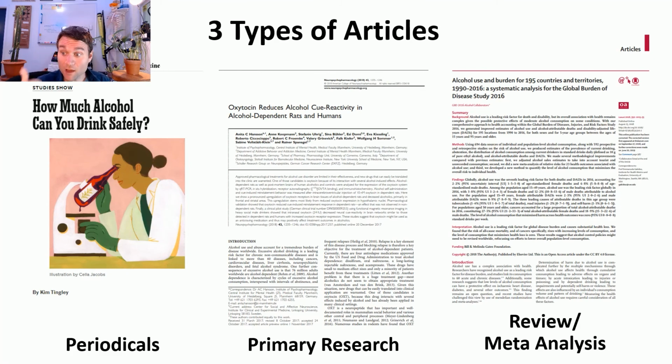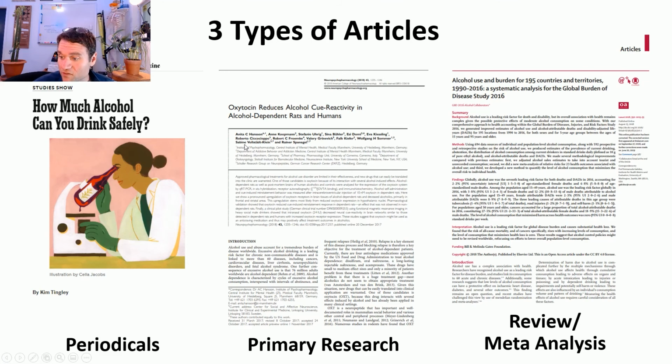What is this paper about? Oxytocin reduces alcohol cue reactivity in these types of subjects. What subjects were used? Alcohol-dependent rats, alcohol-dependent humans. What drug was being tested? Oxytocin, right? You know all kinds of information about this paper in just this title. You even know kind of what the results of the paper are just from that title. So that is a big important thing.